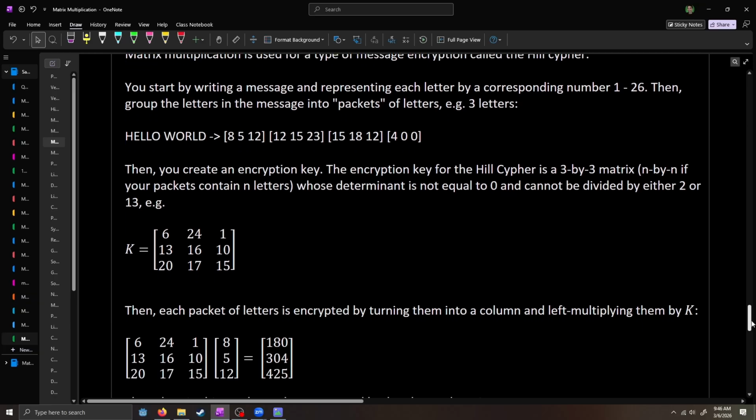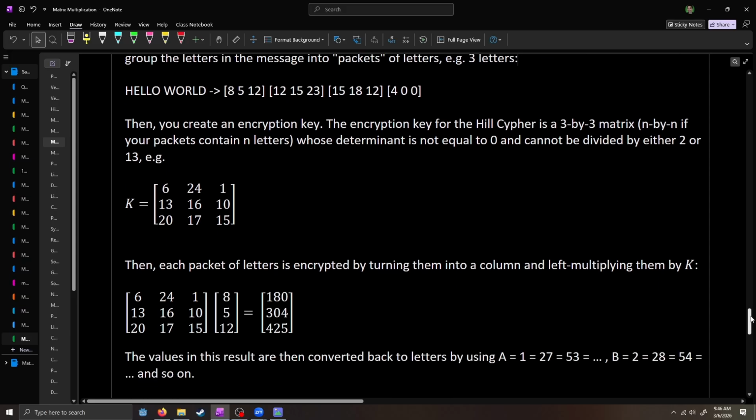But no one else should know the key so that no one else can decrypt your message. For the Hill cipher, your encryption key comes in the form of a 3 by 3 matrix if your packets of letters have 3 letters in them. If you've decided to make your packets of a different size, like maybe 5 letters in a single packet, then your Hill cipher encryption key would be a 5 by 5 matrix. So the size of the matrix matches the number of letters that you've put into each of these packets in the previous step.